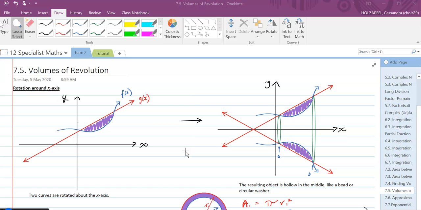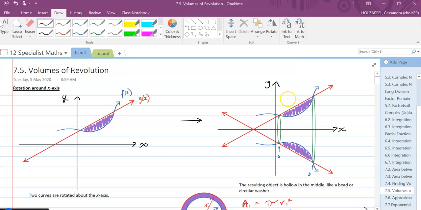And so when we have two functions and we take those functions and we rotate them around the x-axis, we create this hollow shape. So it's a bit hard to draw this in a 2D way. But if you were to imagine, this purple is extending and wrapping around here. So we're forming this almost hollow shape, like a bead or like a circular washer.